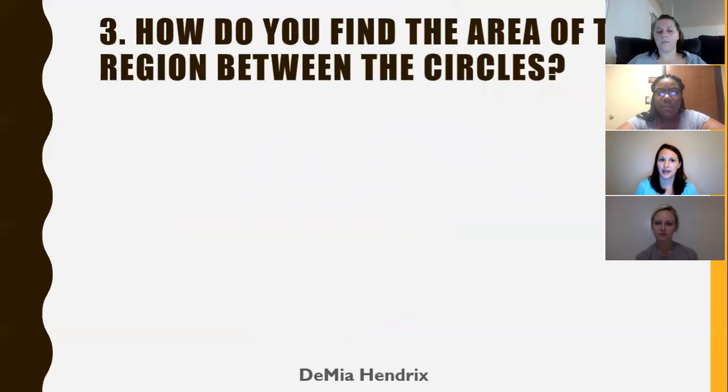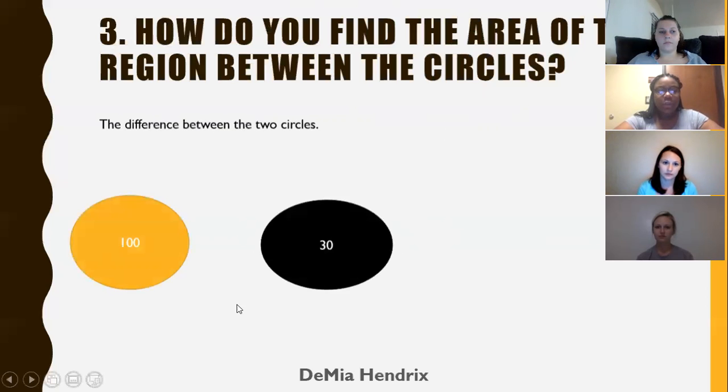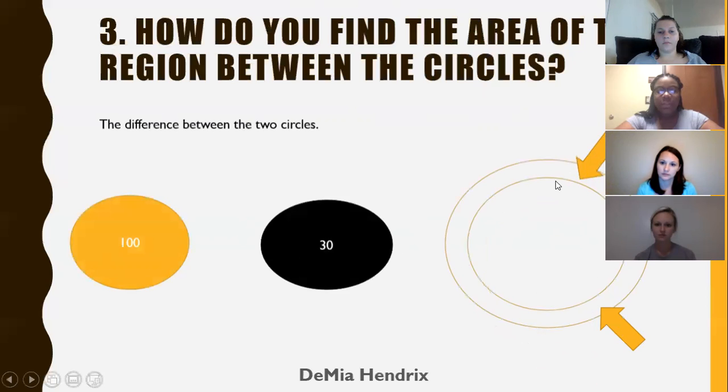Okay, Demia, how do you find the area of a region between the circles? Okay, when you're looking for the area of the region between the circles, you're going to find their difference. So basically you subtract what you have from the two circles. Here we have two circles, one being 100 and one being 30. Just to give you a visual of what you're looking for, I have two arrows showing in between the circles. When you subtract the two, you end up having 70. So the area of the region between these two circles will equal 70.